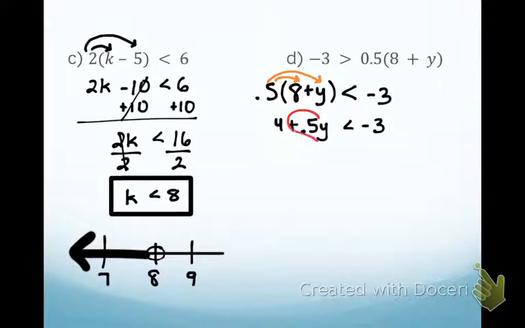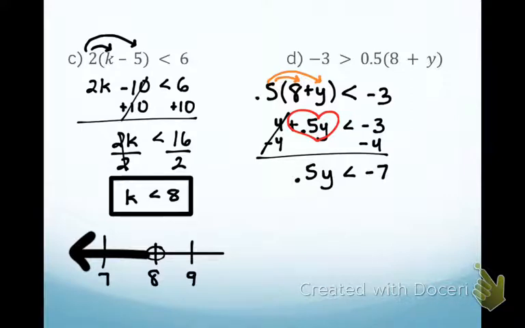Okay, are there any sets of best friends up here? Yeah, positive 0.5y. Now, looking at this 4 right here, is that a positive or a negative 4? It is a positive 4. How do I get rid of a positive 4? Negative 4. Subtract 4 on both sides. This cancels out. What am I left with on the left of my inequality symbol? 0.5y. Make sure you keep that point. Drop down your less than sign. What is negative 3 minus 4? Negative 7.